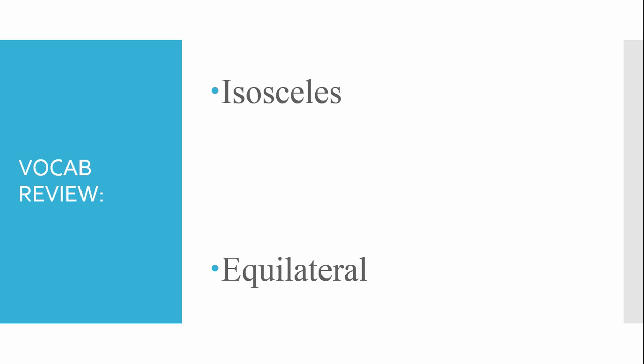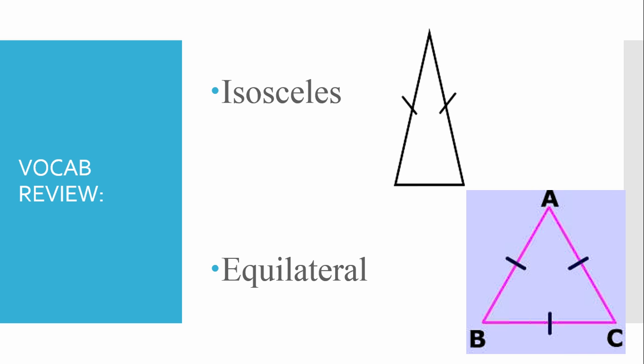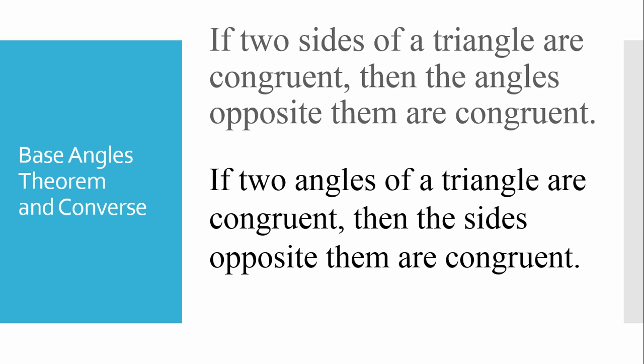If we go back and look at what those are again, an isosceles triangle has two sides that are congruent to each other. And then on an equilateral triangle, all three sides are congruent to each other. If two sides of a triangle are congruent, then the angles opposite them are congruent as well. So technically you could say, and this is the base angles theorem and its converse, that if you have a triangle and two of the angles are congruent to each other, you know for a fact that it is an isosceles triangle, and that's because the two sides opposite those angles would be congruent to each other.